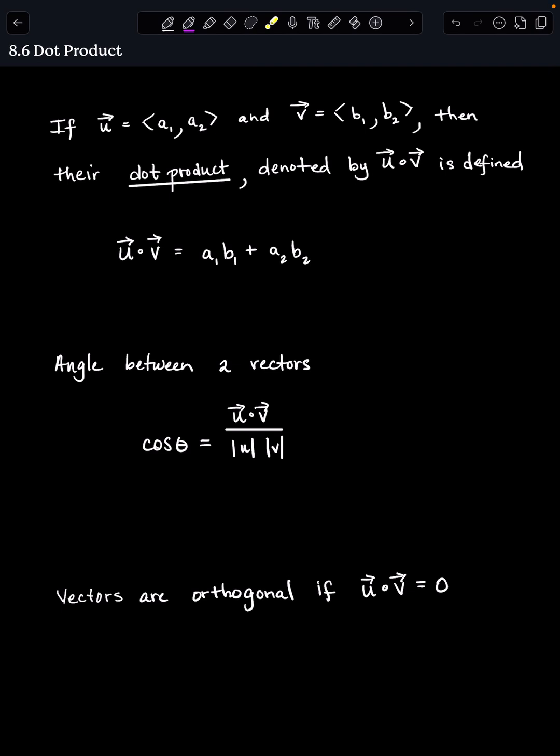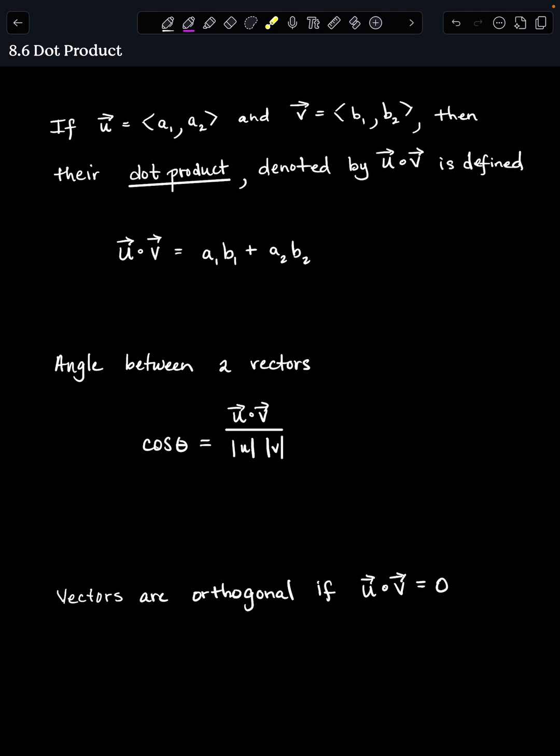8.6 is the last section we do, and we're still talking about vectors. We've added vectors, we've subtracted vectors, we've multiplied by scalars. Now this is the closest thing we get to multiplying two vectors together. It's called the dot product.